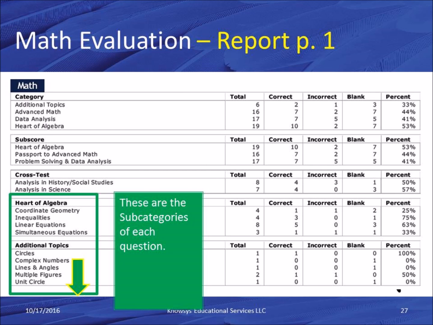So let's look down below where it says Heart of Algebra and additional topics, right? What it gives you underneath there is the subcategories for each of those category types. So Heart of Algebra, we said linear equations and inequalities, simultaneous equations. You can see those subcategories down there. You can see what on this particular exam made up additional topics, right? So you can see a lot of detail about the types of questions that are on the exam.